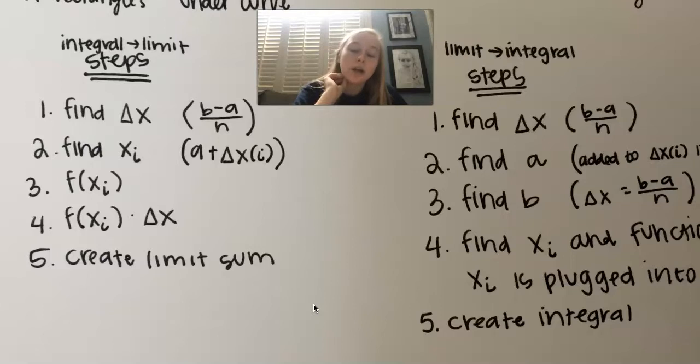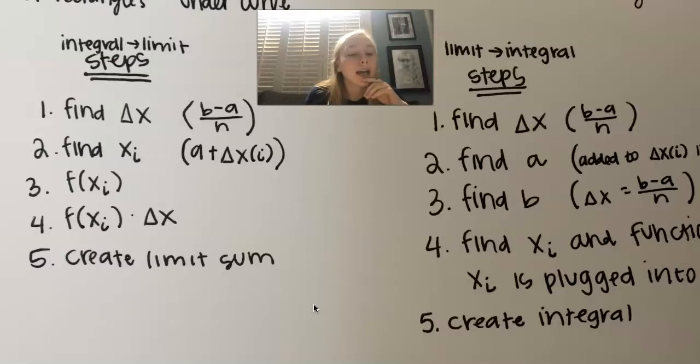N is just, we don't know how many rectangles there are going to be, so we actually just leave n as n, we don't plug anything in for it, so it's going to be a number over n. Secondly, we're going to find xi, which as you guys remember is the height, a plus delta x times I. We know a from the integral, we just found delta x, and then you literally just tag I onto it, the letter I, we don't plug anything in for it, it's just I.